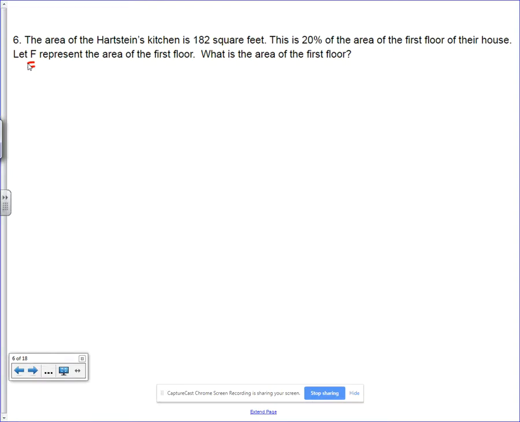Okay, so F is the whole first floor, but I know just the kitchen is 20%. Well, I can't just use 20% as it is. Remember, I have to move that decimal 2 spots and make it 0.20. 20% of, this of right here means to multiply, the area of the first floor. So the area of the first floor is F, and that would equal their kitchen, which is 182 square feet. That is one acceptable equation. Another acceptable equation would be to take that 182 and divide it by the 20%, and that should give you the first floor.